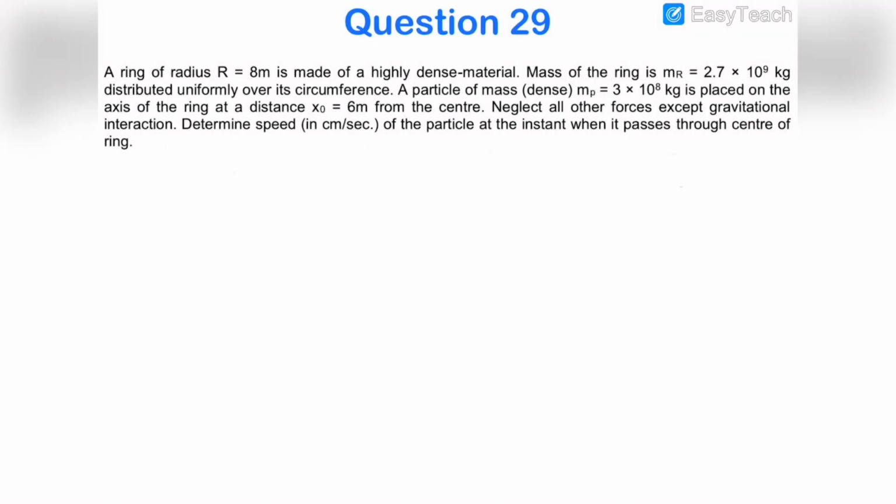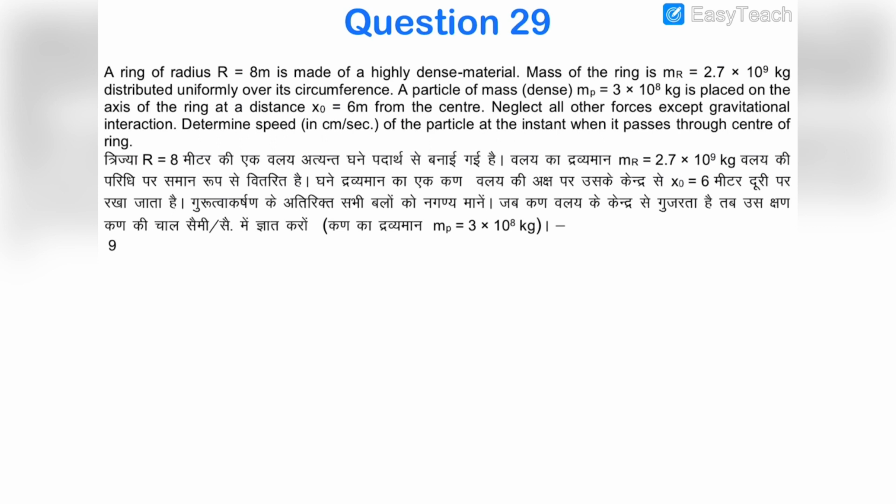Okay, now in this question you can see that there is a ring of radius 8 that is made up of highly dense material, and the mass of the ring is this. This mass is distributed uniformly over the circumference of the ring, and there is a particle of mass this one placed on the axis of the ring at a distance of 6 meters from the center. So we have to neglect all other forces except the gravitational interaction, and we have to determine the speed of the particle at the instant when it would pass through the center of the ring.